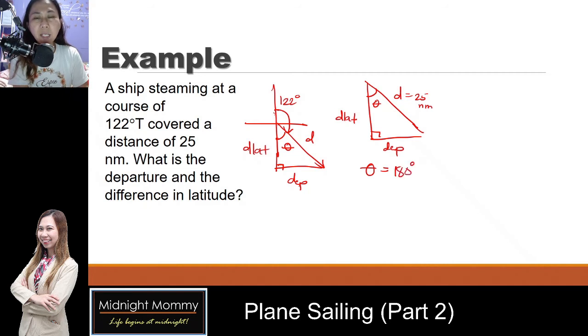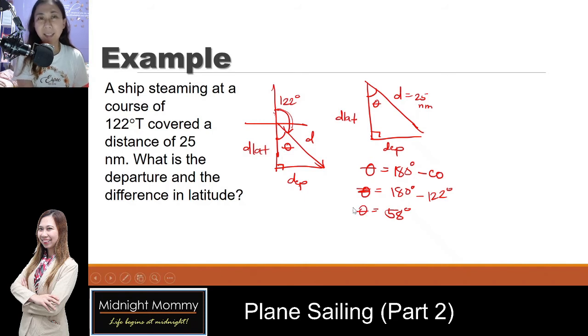So, kung 180 degrees yan, i-minus natin yung ating course dito, para makuha natin yung value ng theta. So, therefore, theta is equal to 180 degrees minus, substitute natin yung course na 122. So, this one is equal to 58 degrees. So, yan ang ating angle theta.